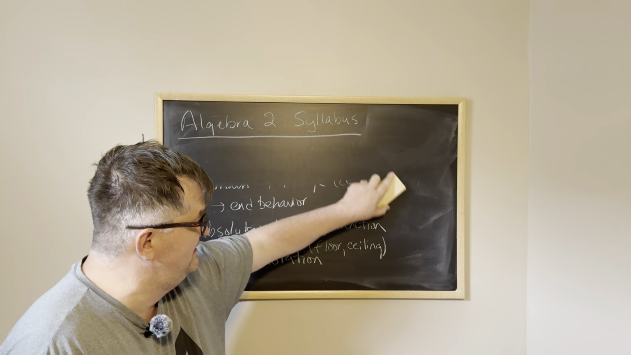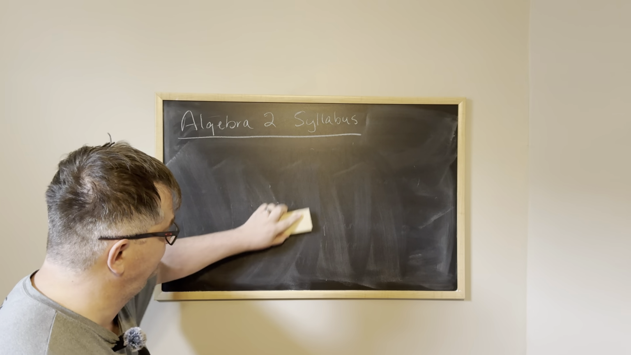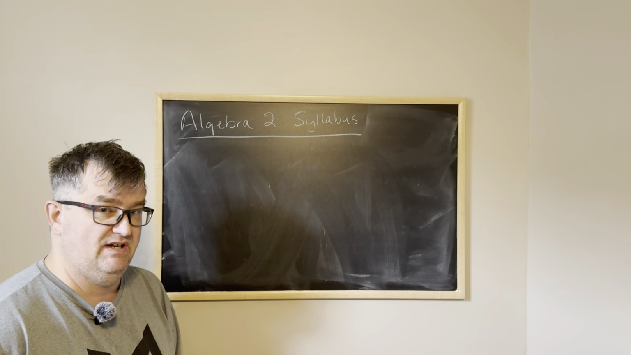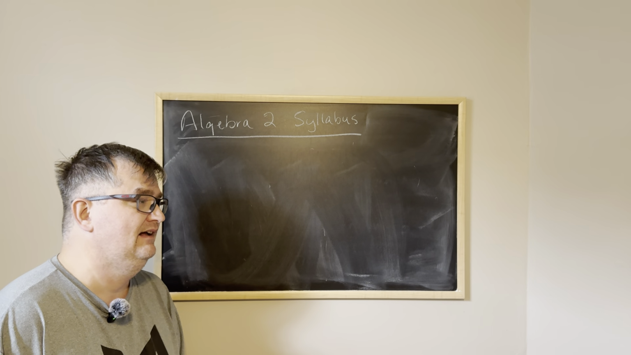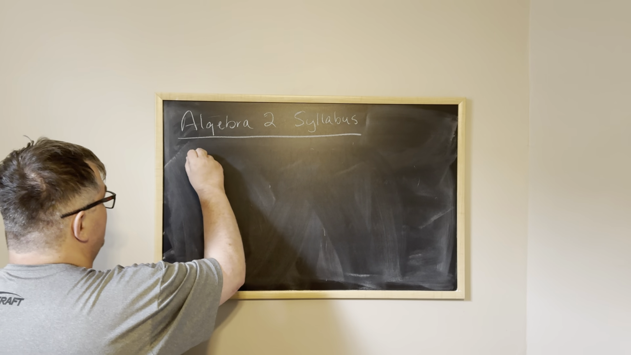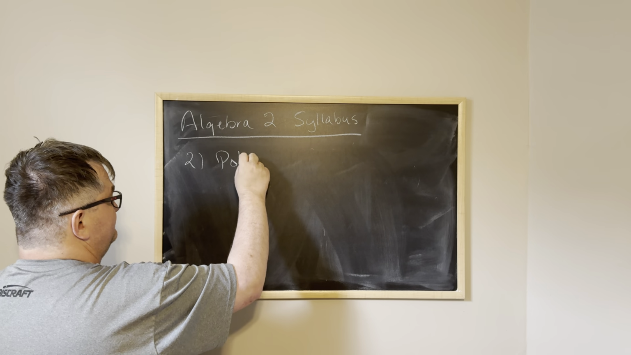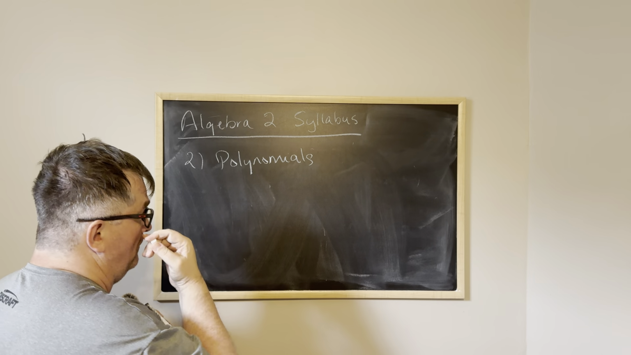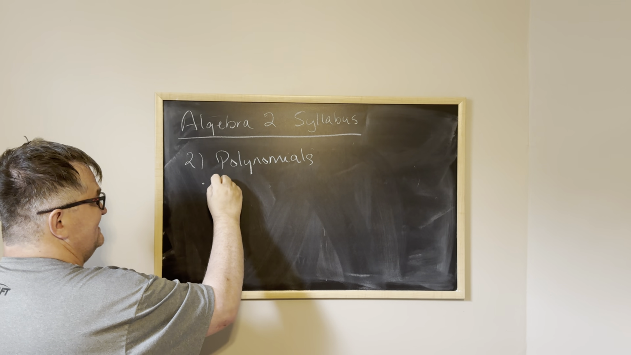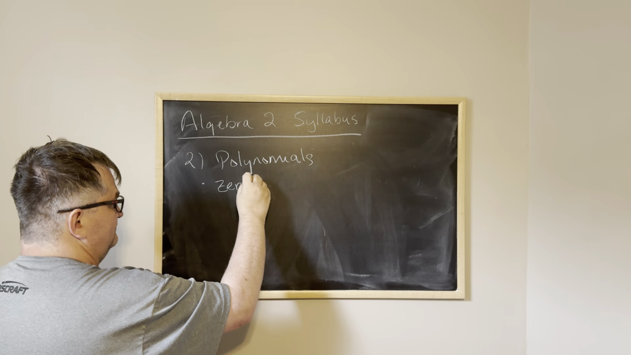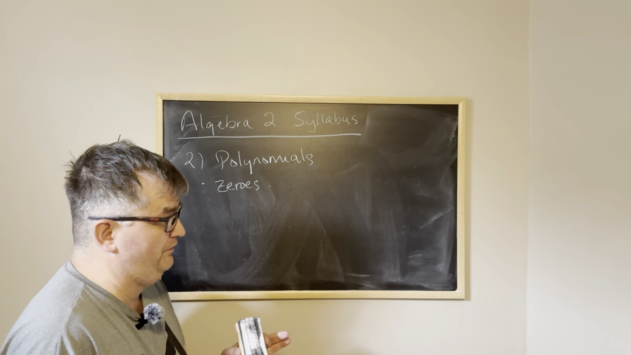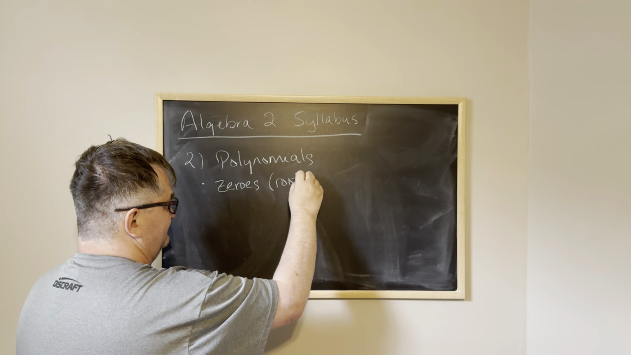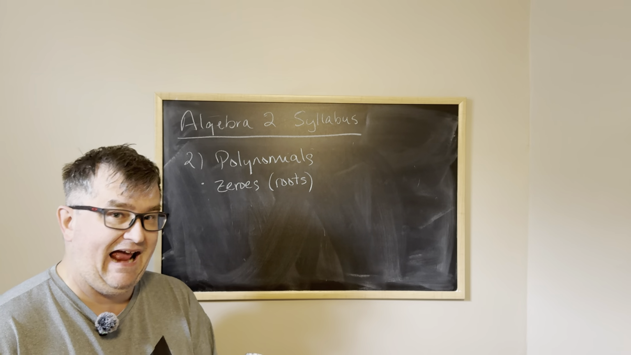So let's get straight into that. So item 2, we're handling up to 3rd degree and in some cases 4th degree or quartic polynomials. So the thing is, polynomials. One of the big things is finding zeros of polynomials. Your teacher may say roots. They're the same thing. And how to find them.